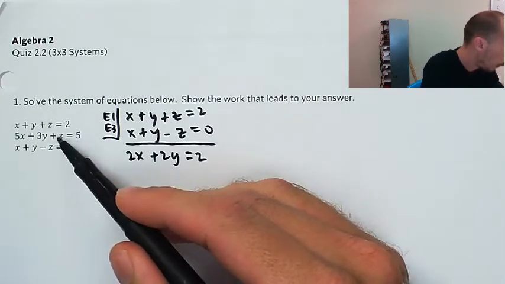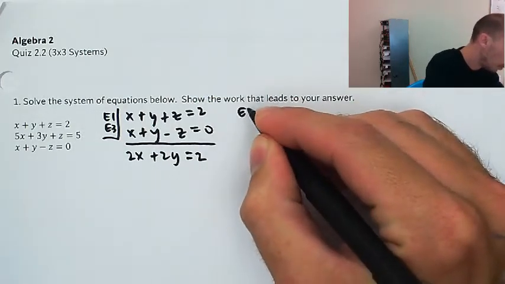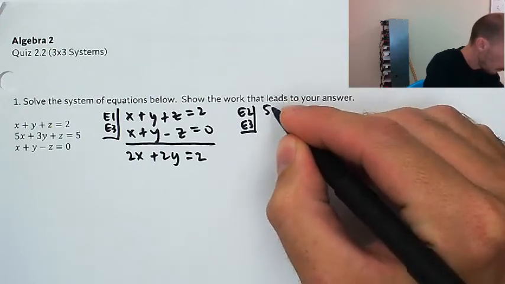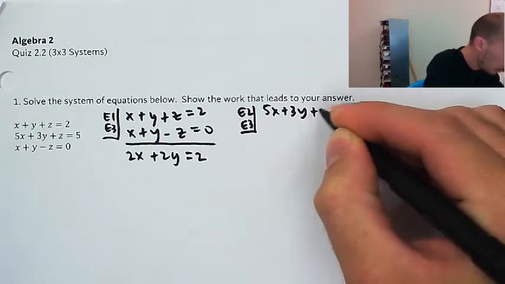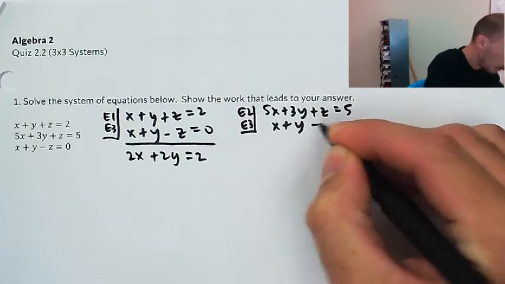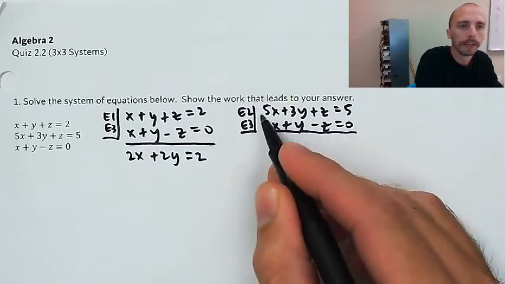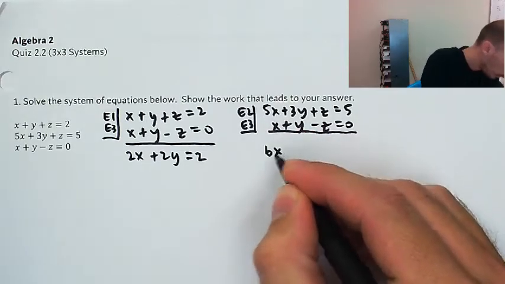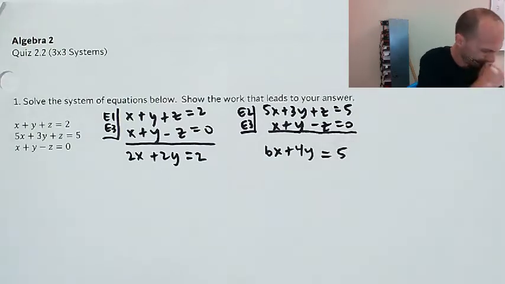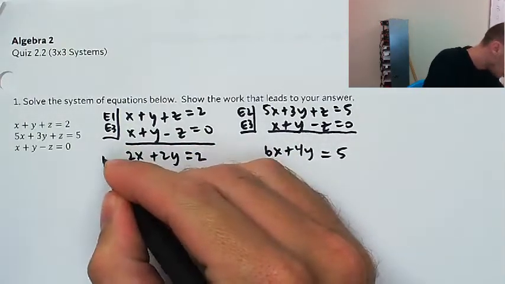Now I need to get rid of this z here in the 5x plus 3y plus z equals 5. So I'm going to copy down equation 2 and equation 3. That's 5x, 3y, 1z equaling 5, and x plus y minus z equals 0. Add these together and I'll get 6x, 4y, no z's, equaling 5. So now I have two of these equations, and I might call these equation 4 and equation 5.